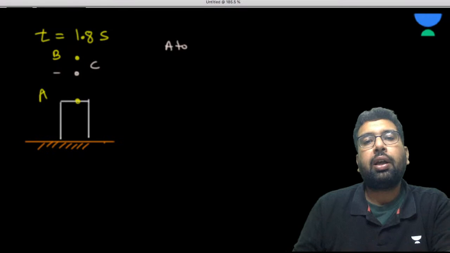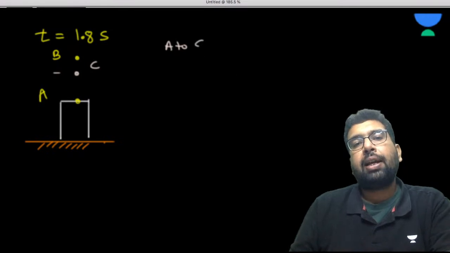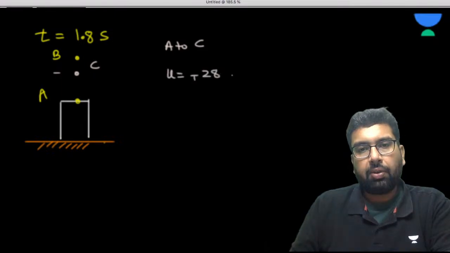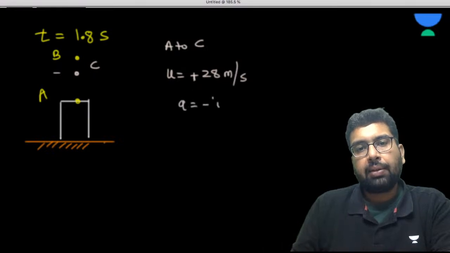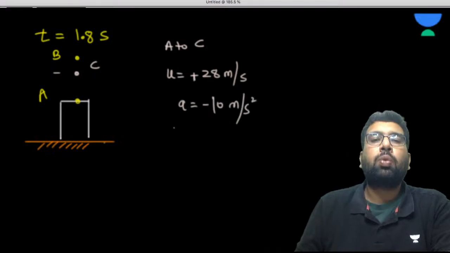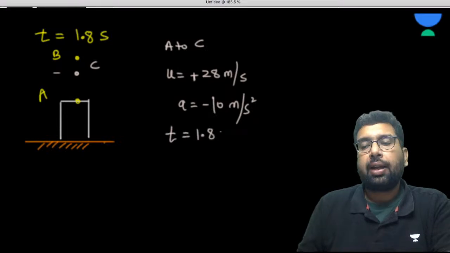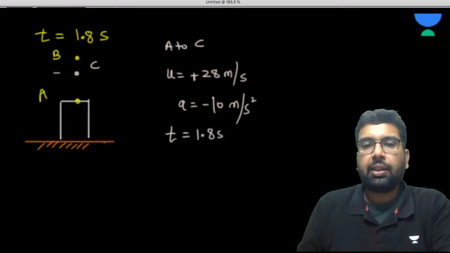What is the velocity? If I apply A to C, we have the initial velocity, that is plus 28 meter per second, right? Acceleration we have is minus 10 meter per second square, because it is downward always. Now the time is 1.8 seconds, so you can get the final velocity, right? Very easily we can get.